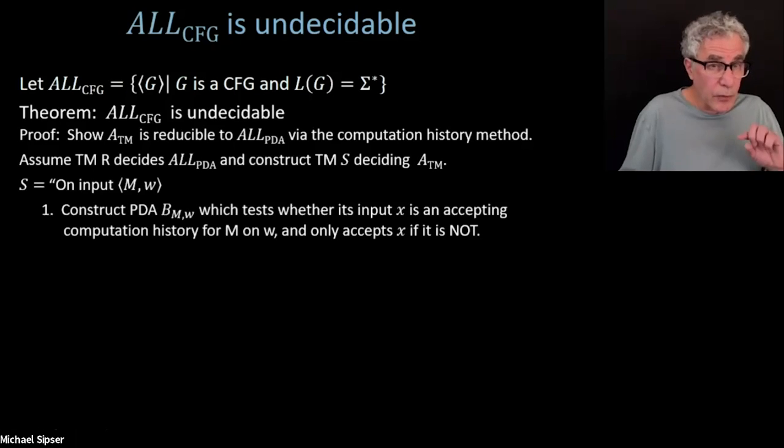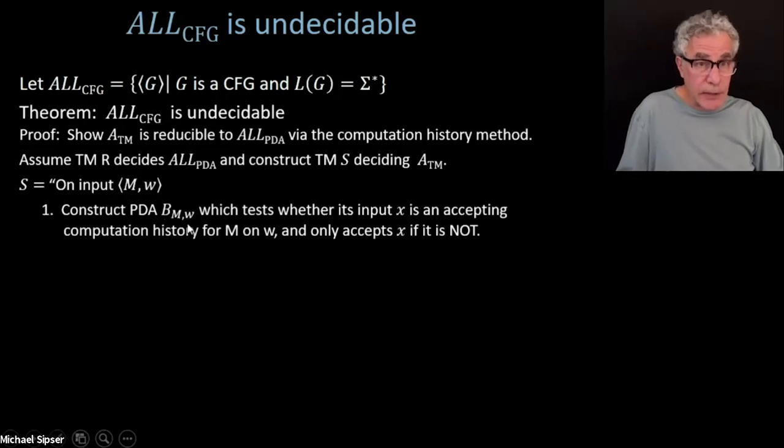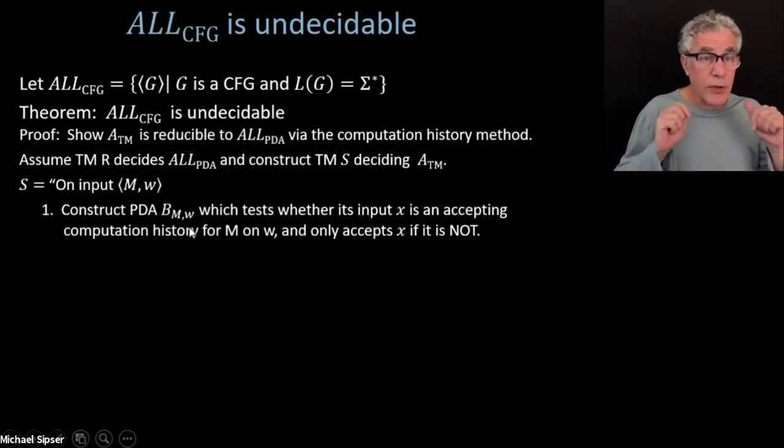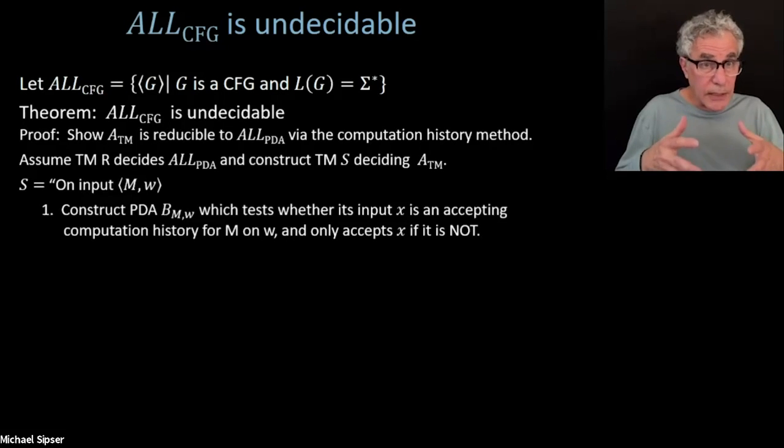LBA case, but with a twist, we're going to make a push-down automaton that's going to check its input to see whether it's an accepting computation history of M on W, just like the LBA did. If you think back to how that worked, remember, the LBA tested its input to see whether it's an accepting computation history, accepted if it did, and then we tested the LBA's language for emptiness to see if there are any computation histories.